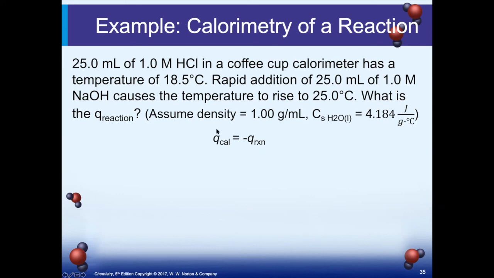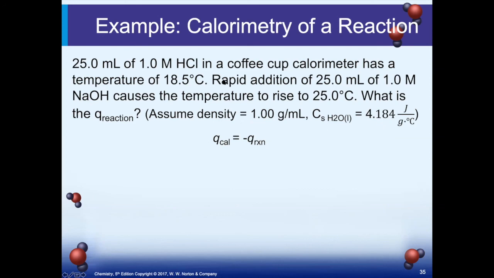So key is knowing where to start, and start with the law of conservation of energy: whatever happens in the calorimeter, the Q of the calorimeter, is equal to the negative of the Q of the reaction. And this is what I'm solving for, Q of the reaction. But I know that mC delta T of the calorimeter can be calculated because I know the mass of the water, I know the specific heat of the water, and I know the change in temperature.